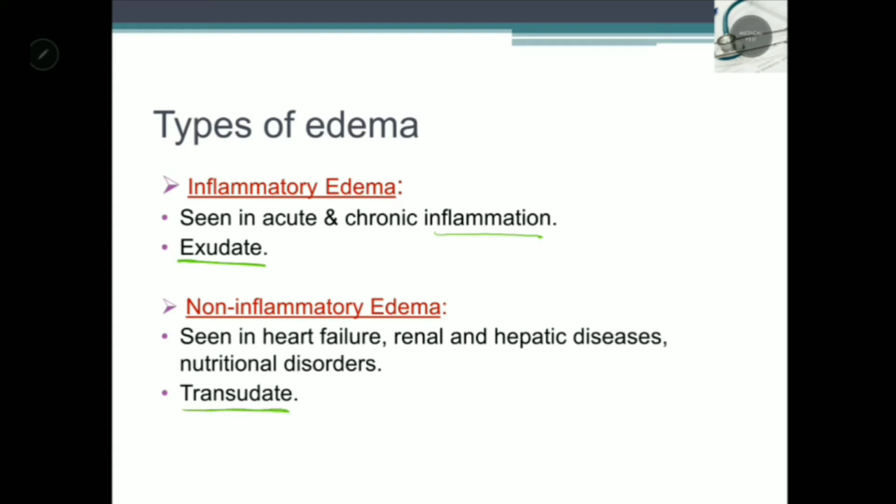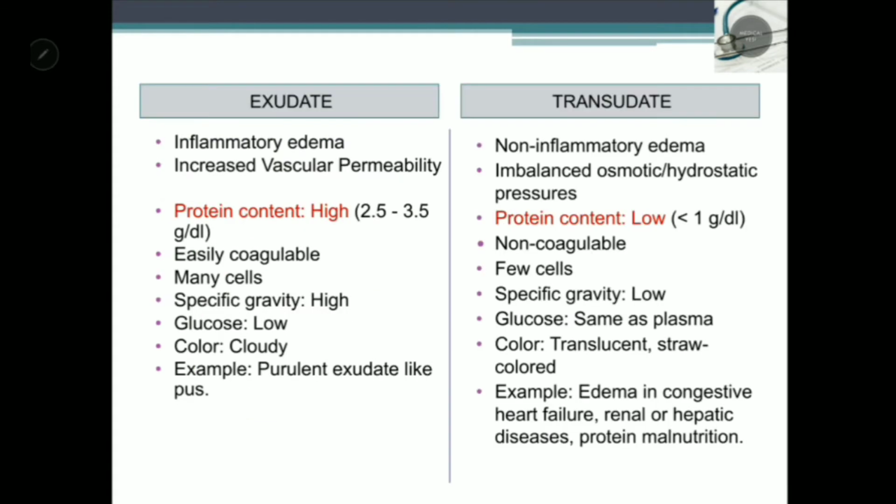Now, the way you can remember this is, see, I is a vowel, so is E. So inflammatory edema, exudate, while N is a consonant and so is T. So non-inflammatory edema, transudate. Now let's see the differences between exudate and transudate. So as I've already told you, exudate is seen in inflammatory edema, right? And transudate is seen in non-inflammatory edema.